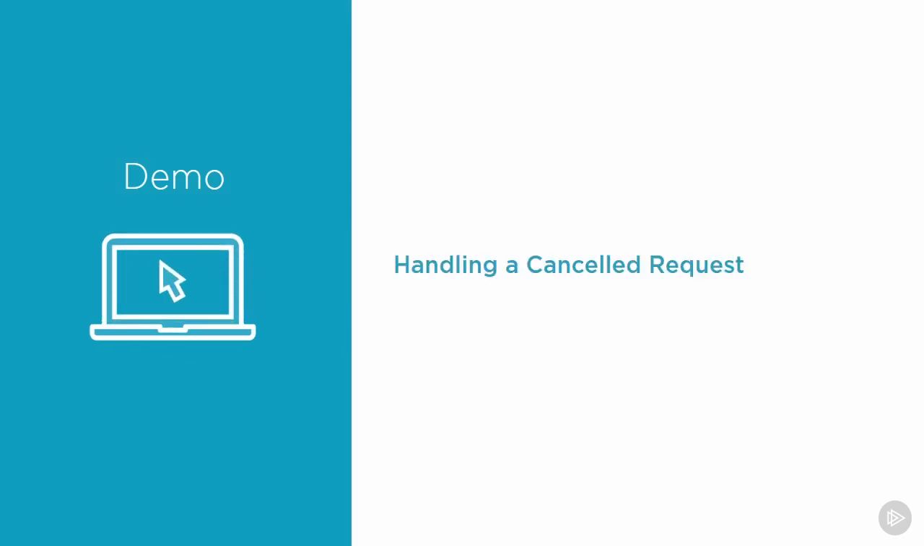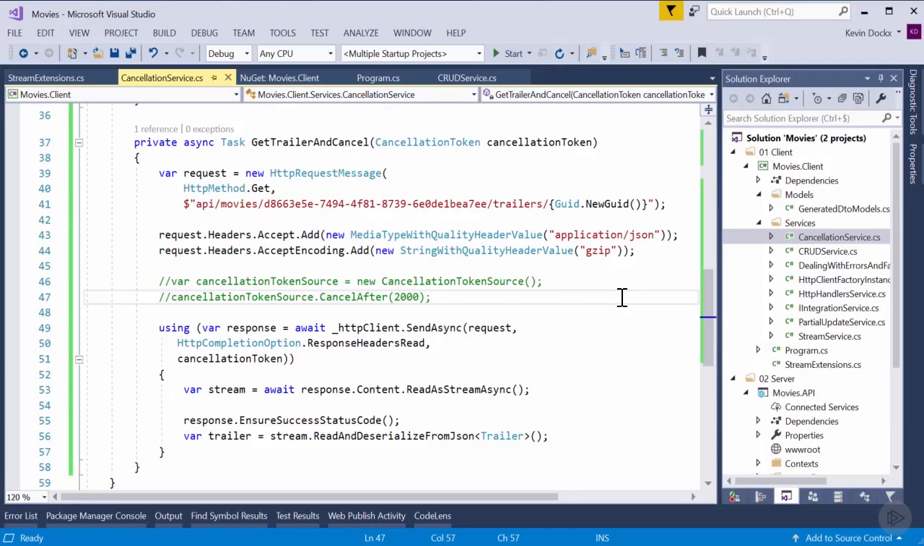In this demo, we'll learn how to handle a cancelled request. It's actually pretty straightforward to do this. As we noticed, cancelling a request makes the client throw an exception, a task cancelled exception. It's this type of exception we want to catch, or rather its base type, operation cancelled exception, which makes us slightly more ready for future changes.